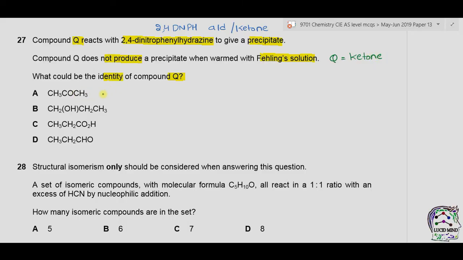First, A is a ketone, which is propanone because oxygen is attached to the second carbon. So A could be correct. B is a primary alcohol, which is propanol, so B is incorrect. C is propanoic acid, and again propanoic acid is incorrect, only a ketone gives a positive result. D is an aldehyde, which is also wrong. The only correct option is A.